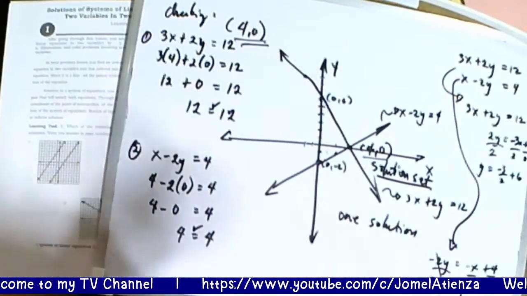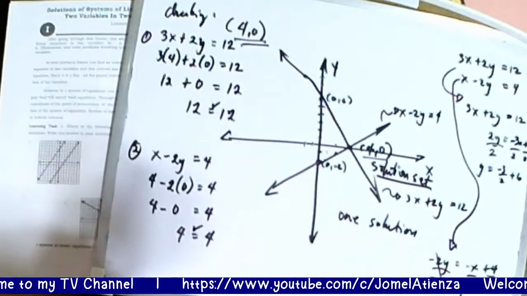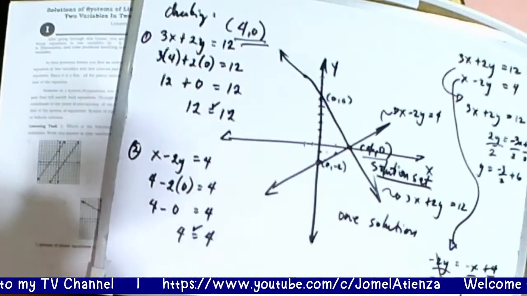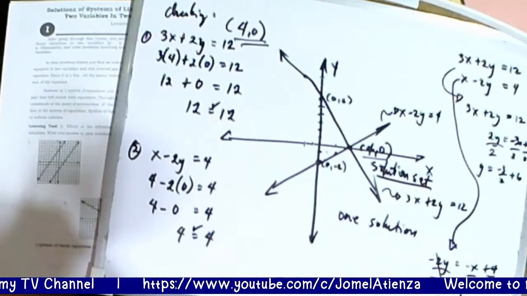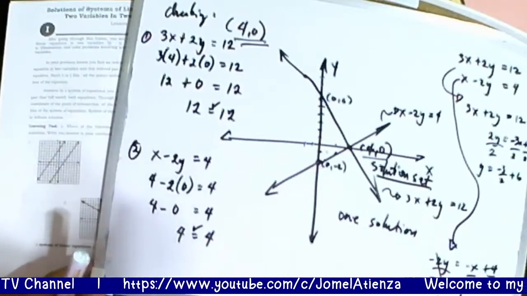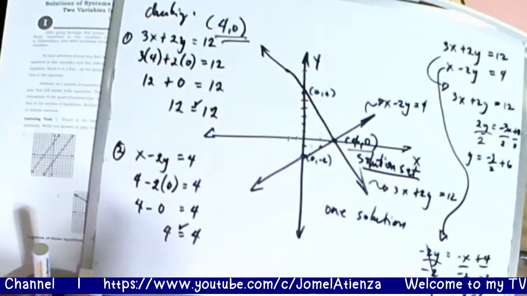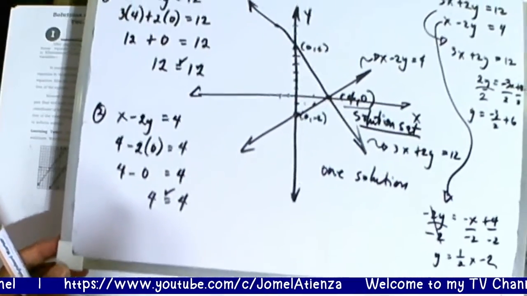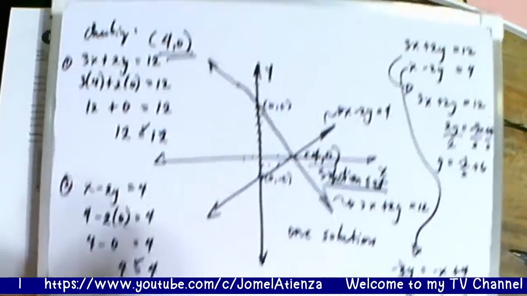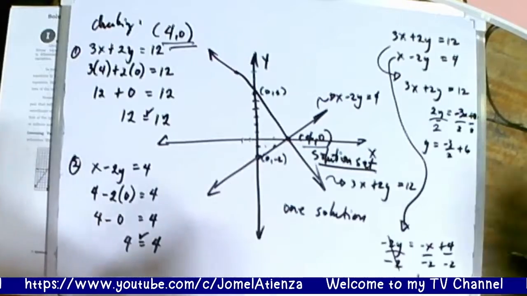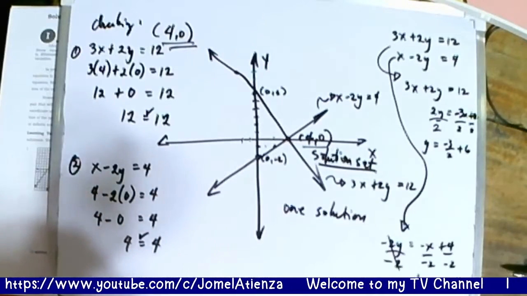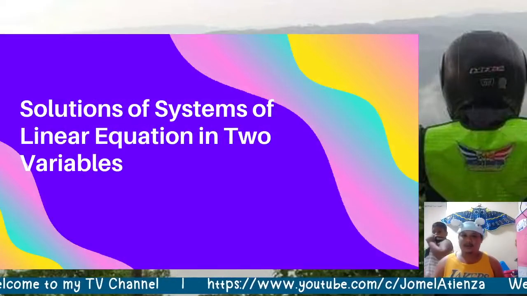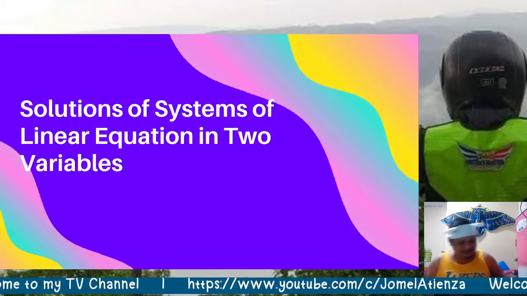Okay? So, yun ang ating, we have one solution. So, intersecting line siya. So, klaro pa tayo dyan, class. Okay? So, pwede nyo yung i-screenshot para makuha yung ating sagot. Now, let us have another example.